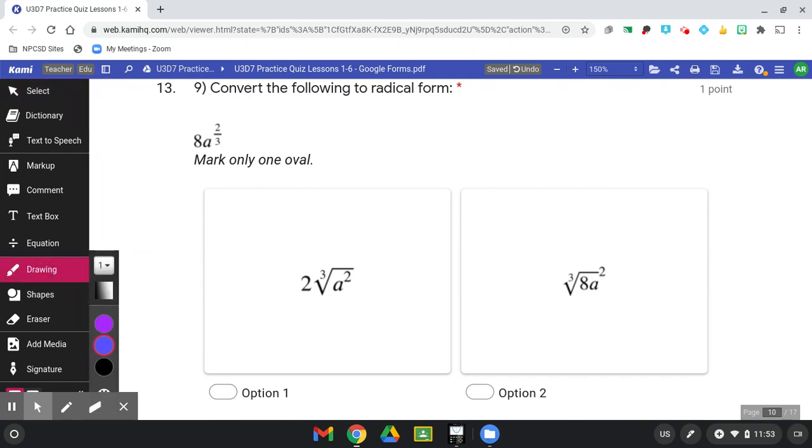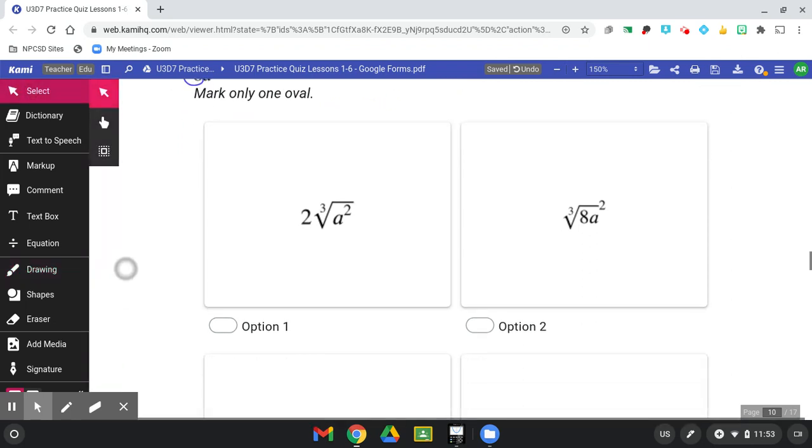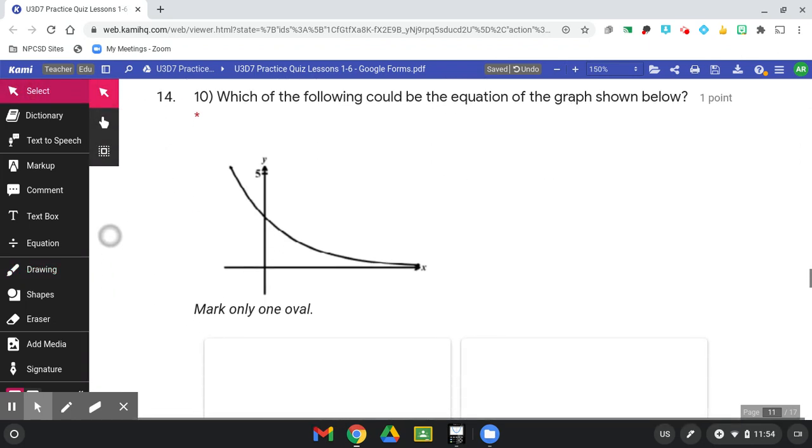Converting to radical form, we're going to remember the same thing. This is the power, and this is the root. So the 8 is not affected by the fractional exponent at all. So the 8 stays on the outside, and then it's root 3a to the 2nd power. And that too can go on the inside or the outside of the radical.